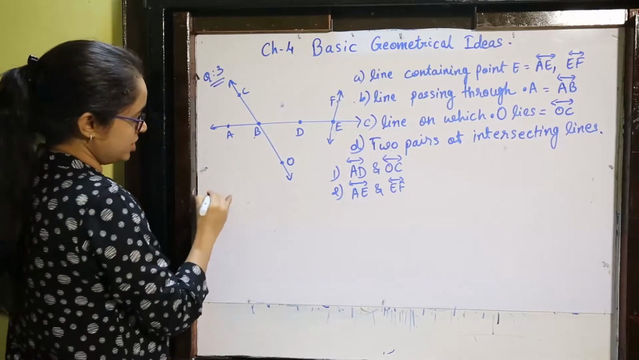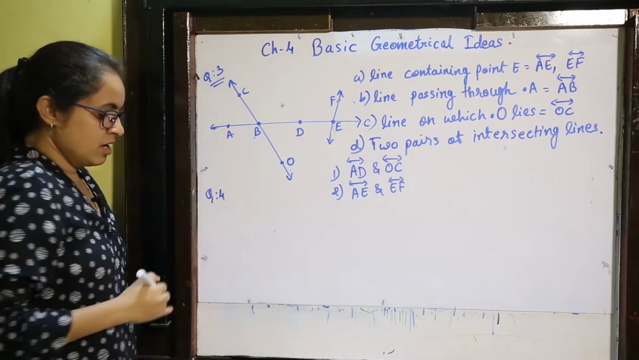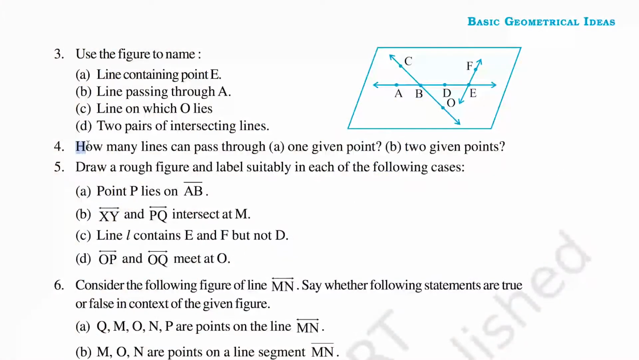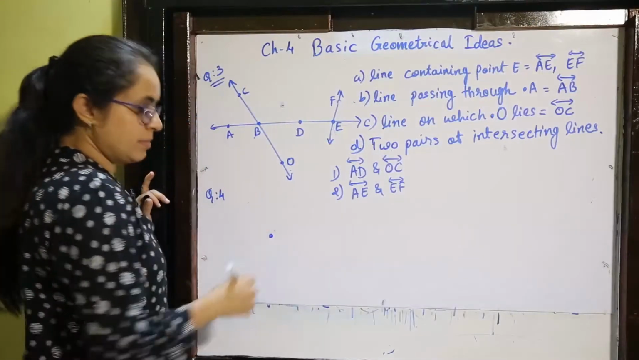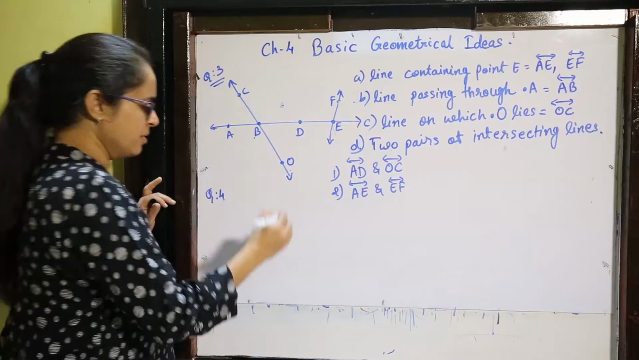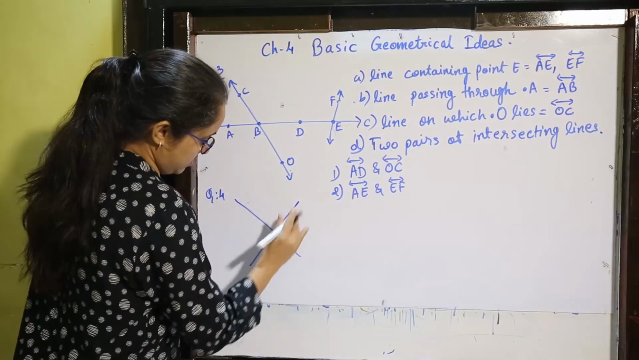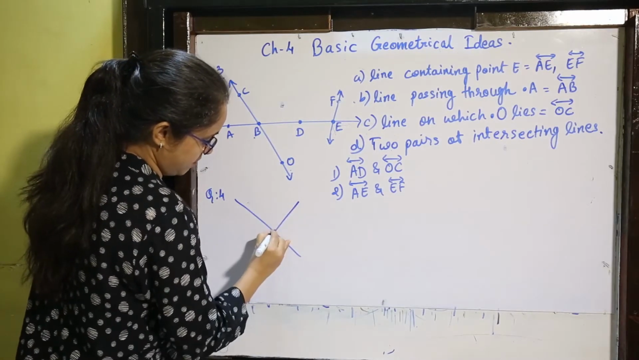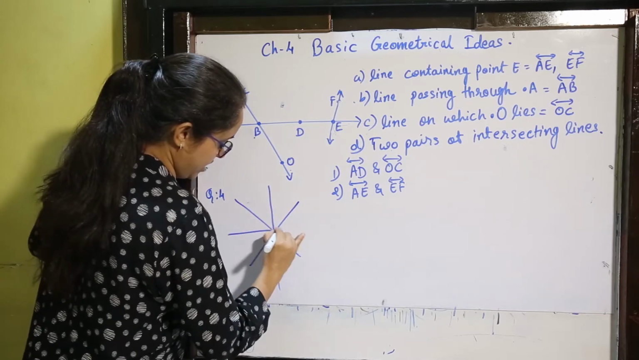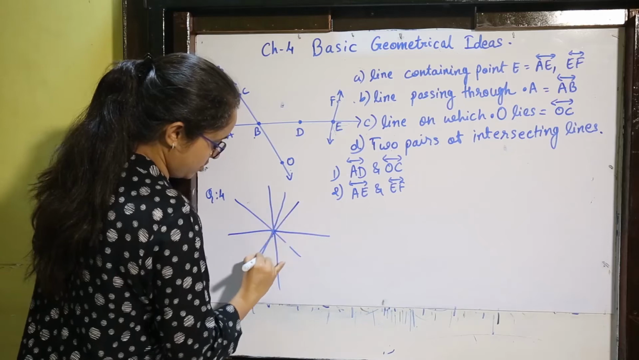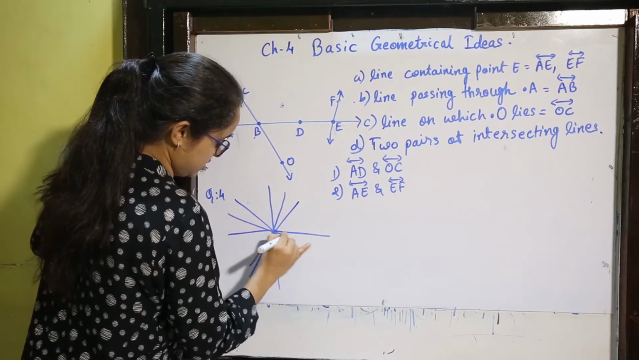Okay, now question number 4. The question number 4 is very easy. It is written first. How many lines can pass through at one given point? ઘણી બધી. See, sorry, suppose here is a point, so you can have infinite line pass through this point.